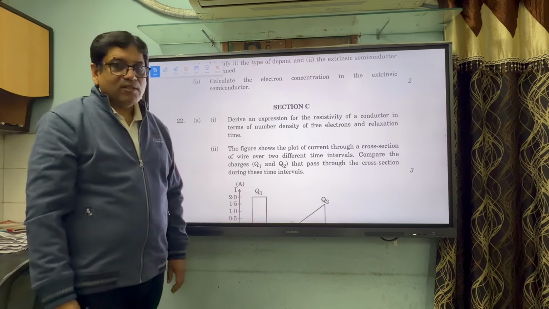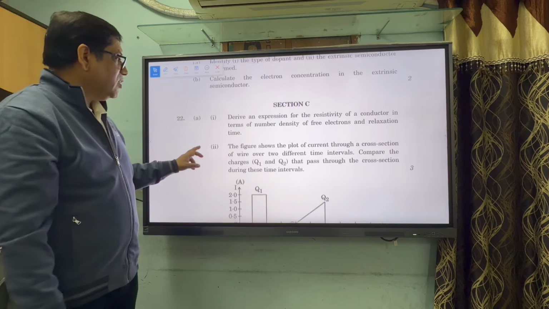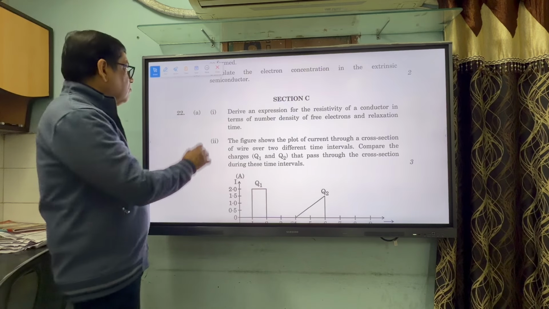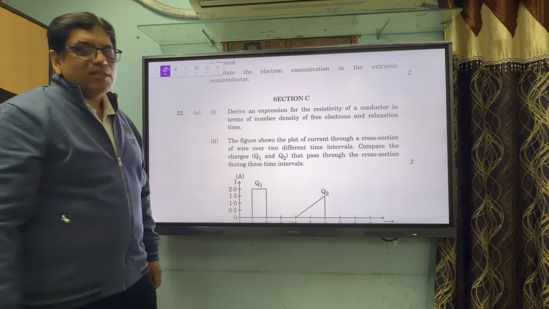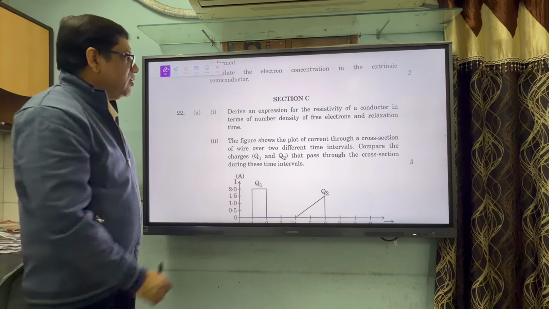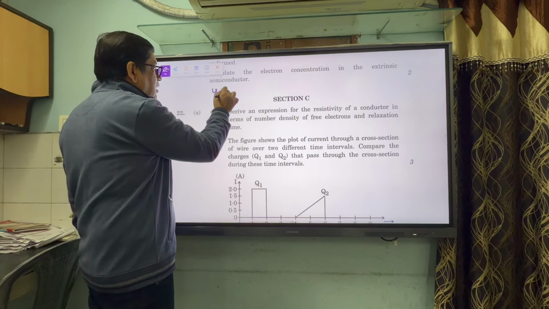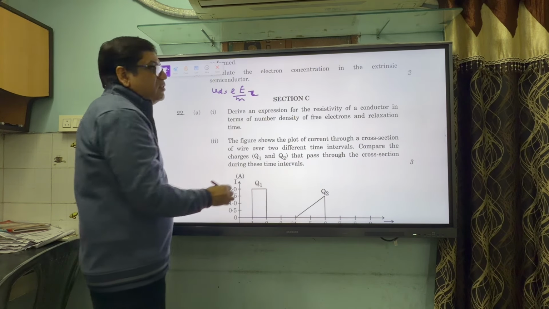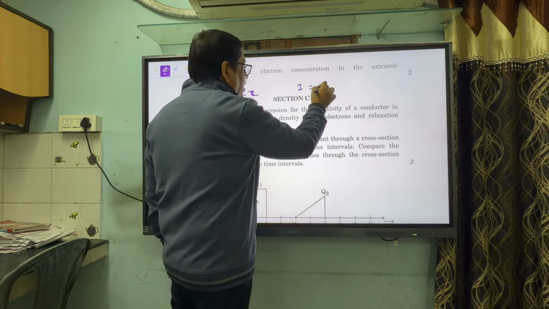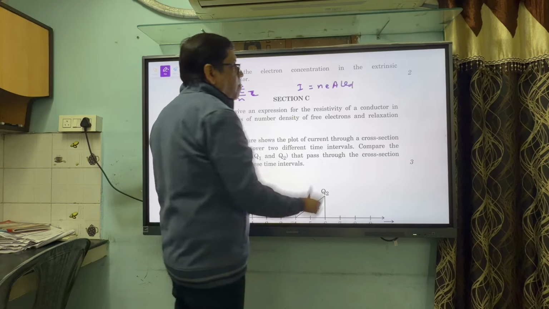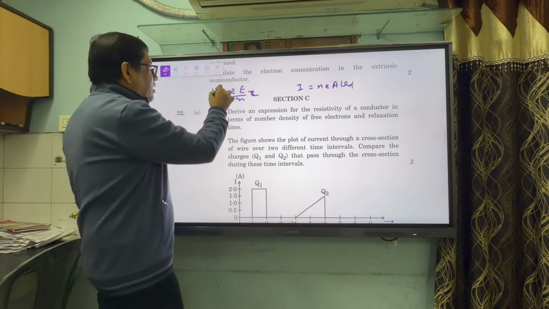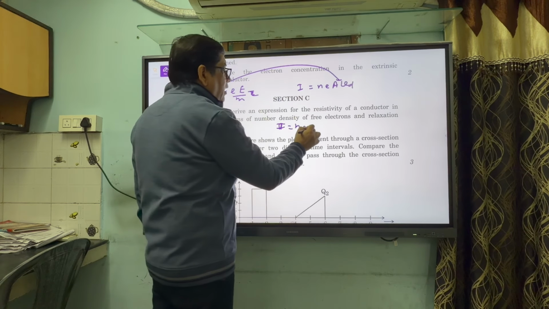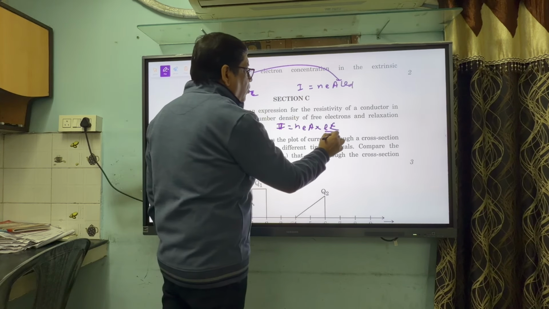Derive an expression, section C: derive an expression for resistivity of a conductor in terms of number density of free electrons and relaxation time. This derivation is basically the derivation of Ohm's law, which is derived from two expressions: drift velocity is E by m into tau, relaxation time, and I is equal to n e A vd. Substitute this value of vd here. So I will become n e A e E by m tau.